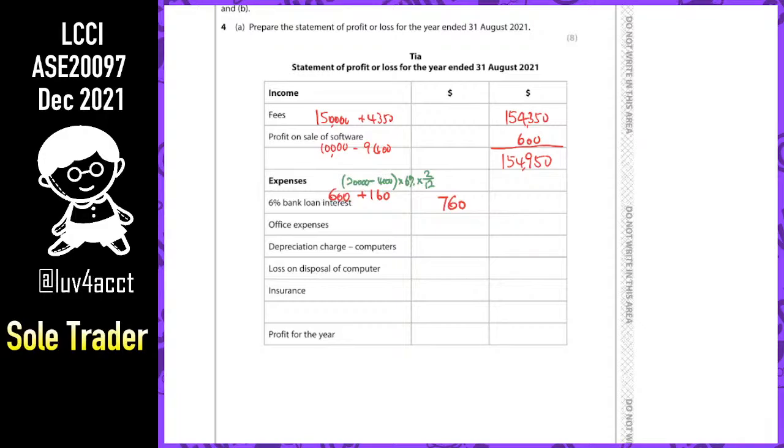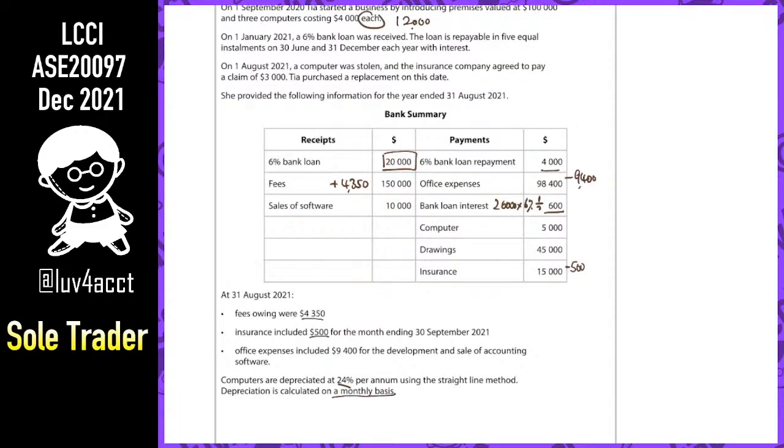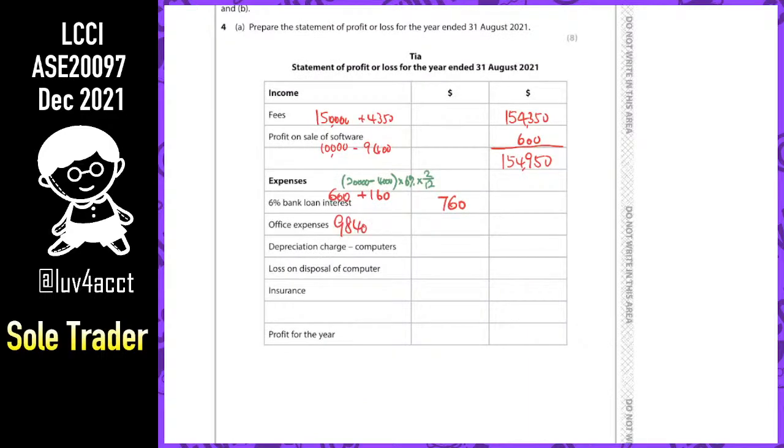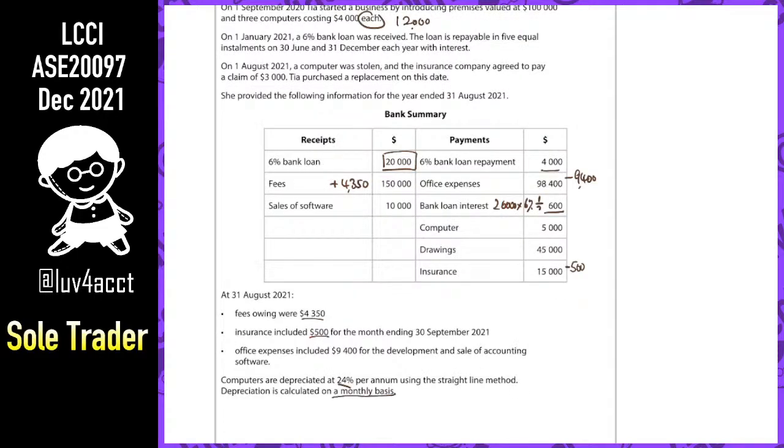Office expenses, you have 98400, but part of it is development cost. Okay, so 98400 minus that 9,400. Okay, it will give you 89,000. Depreciation charge, it is monthly. Okay, we have not much space here, so I would do calculations here. Okay, I will separate it like this.